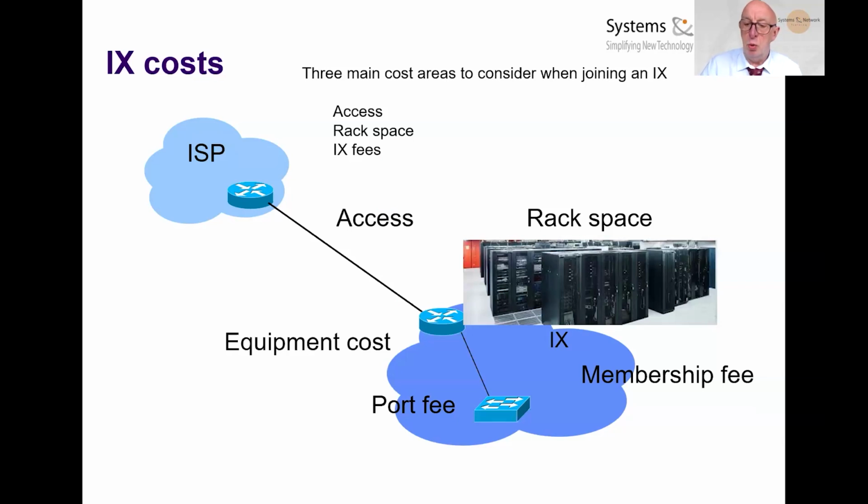The costs. What costs are you looking at? There are 3 main cost areas to consider when you are joining an IX. The access, not the least, the access itself. There is rack space, as you've got numerous devices. And then you've got the fees themselves, for data delivery, for monitoring.